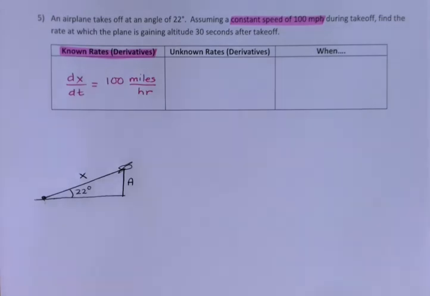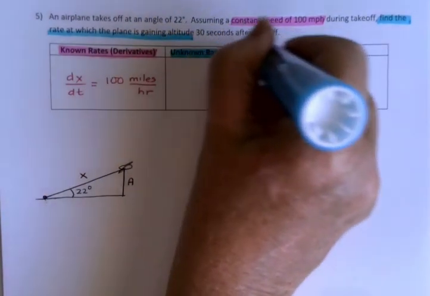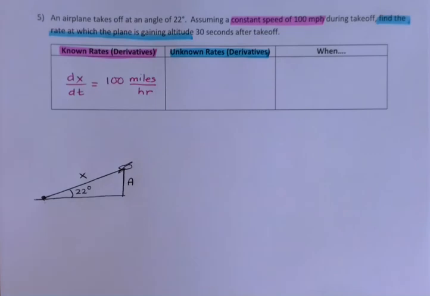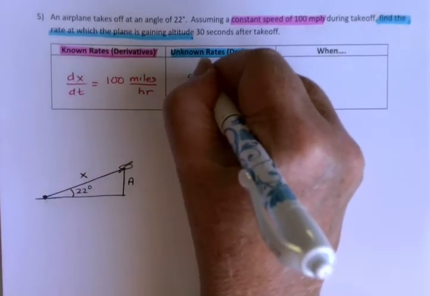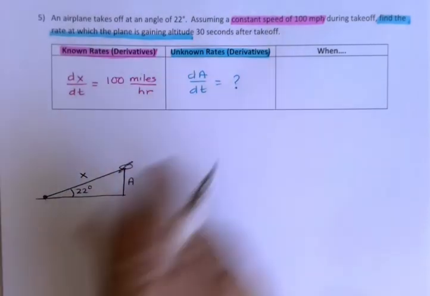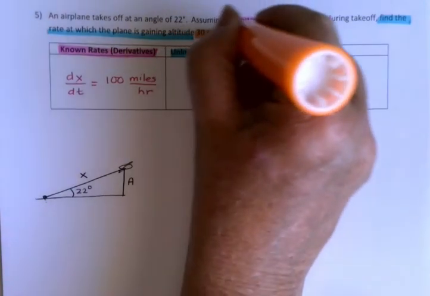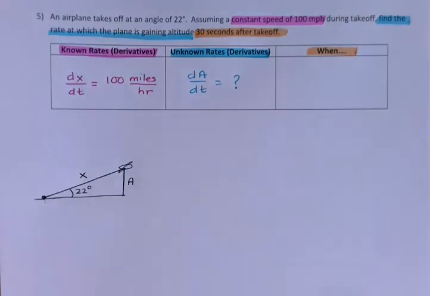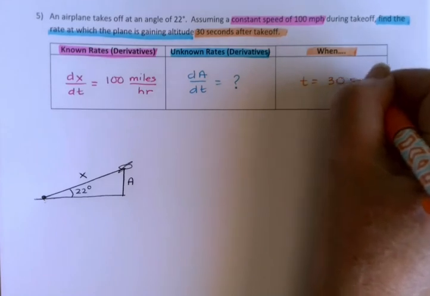All right, we were asked to find the rate at which the plane gains altitude. That's our unknown rate. So we'd like to find dA dt, the way I've labeled it in my picture. Again, always make sure you're using the same letters in your chart as the way you labeled your picture. And I want to do this when? 30 seconds after takeoff. So when t equals 30 seconds.